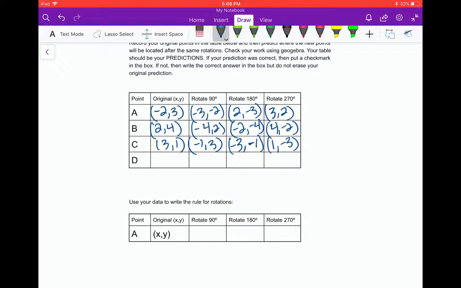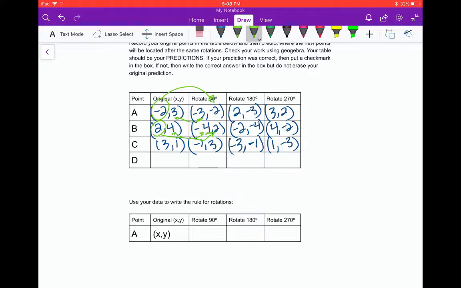What I notice here is that this -2 moved to the y spot, just like this 2 moved to the y spot. And then the 3 that was in the y became negative and moved to the x. Again, just as the 4 that was in the y moved to the x but became negative.